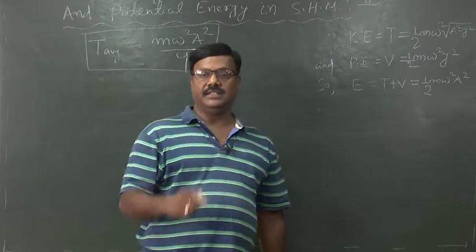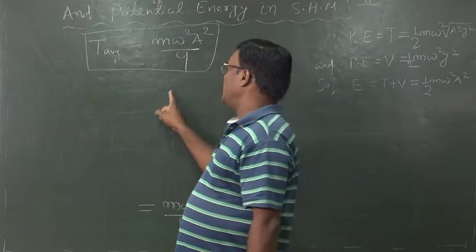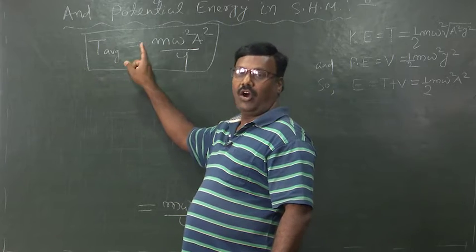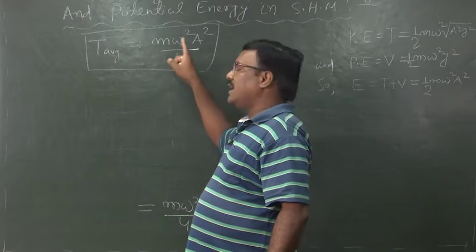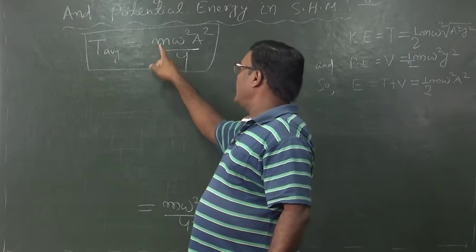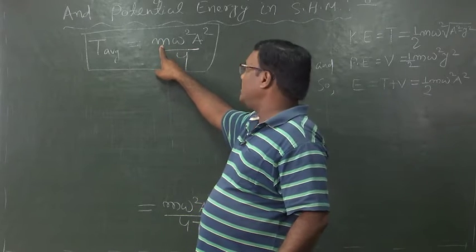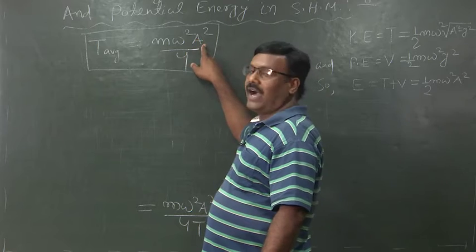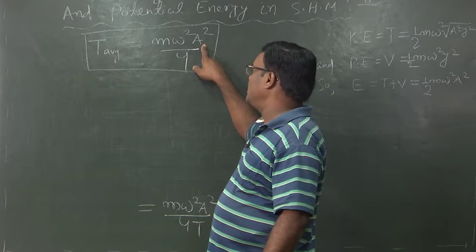This is the expression for the time average value of the kinetic energy of a body executing SHM, where m is the mass of the body, omega is the angular velocity of the body, a is the amplitude of oscillation.